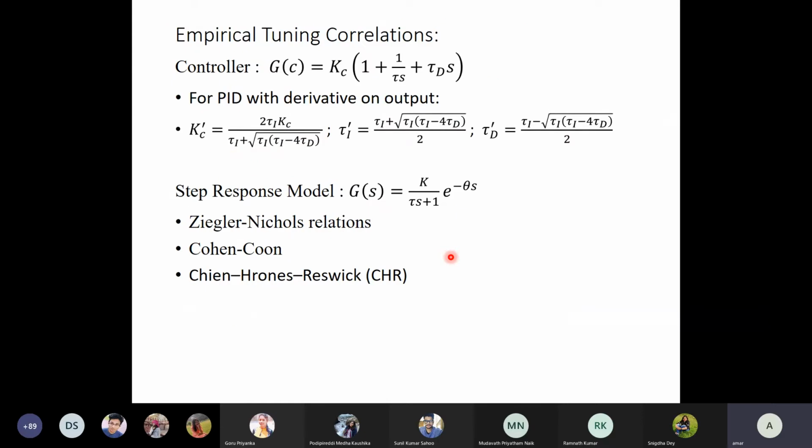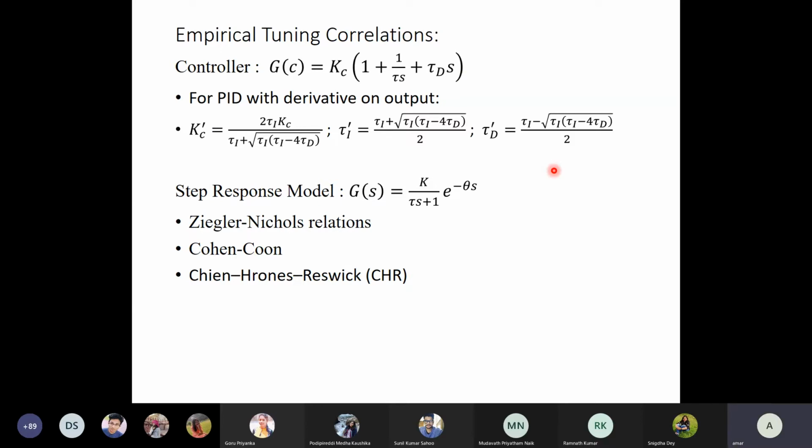In the case of empirical tuning correlations, we are using the conventional PID controller. If I am using derivative on output, then these controller parameters will change by these relationships. If I am using PID with derivative of output, then Kc, tau I and tau D will change by these relationships.